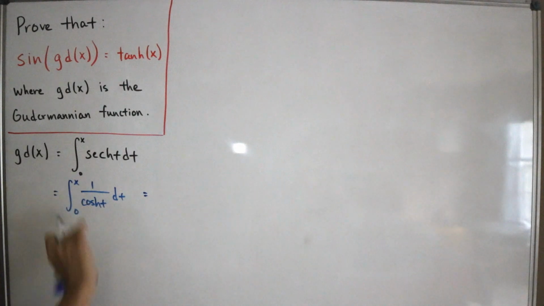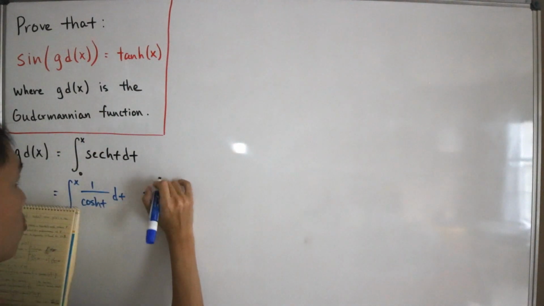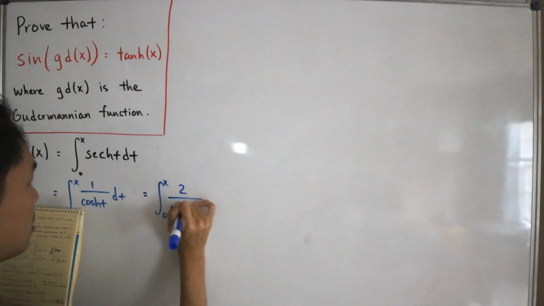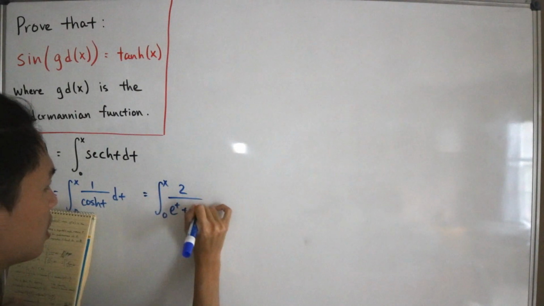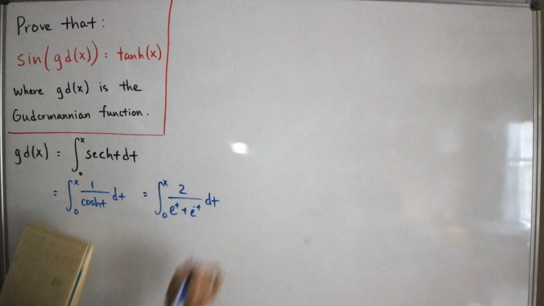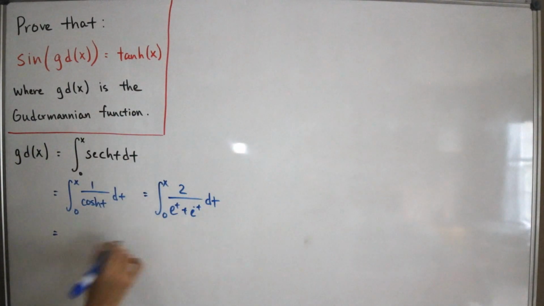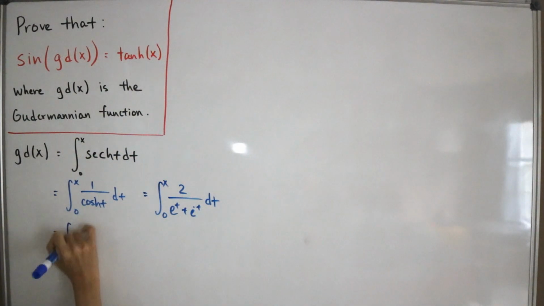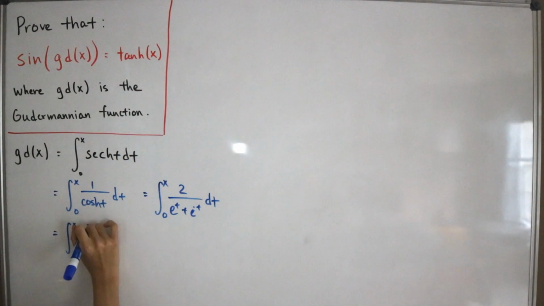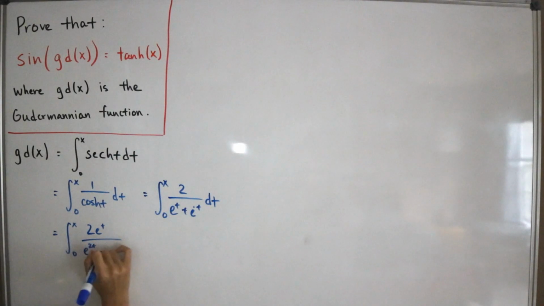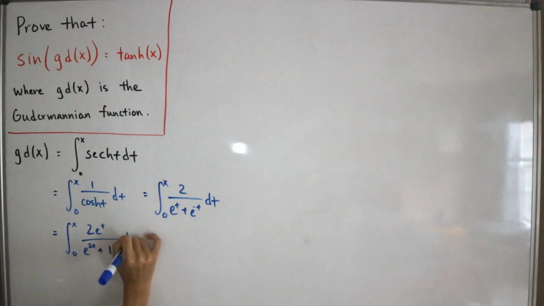And since it's in the denominator, I'll just flip the reciprocal. So now that's going to be the integral from 0 to x of 2 divided by e to the t plus e to the negative t, dt. What's nice is that I'll just multiply e to the t to both the top and bottom. We'll reduce everything a little bit easier. And so now we'll have the integral from 0 to x of 2 times e to the t, divided by e to the power 2t added with 1, dt.